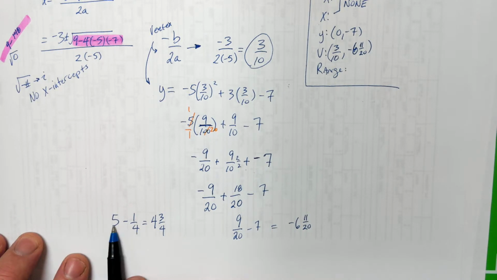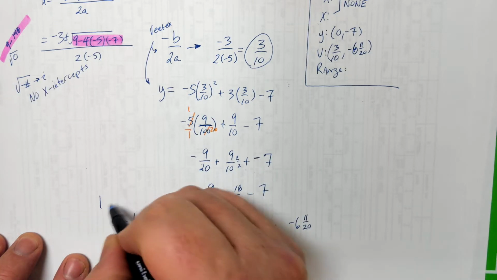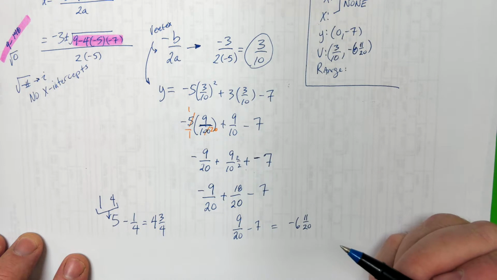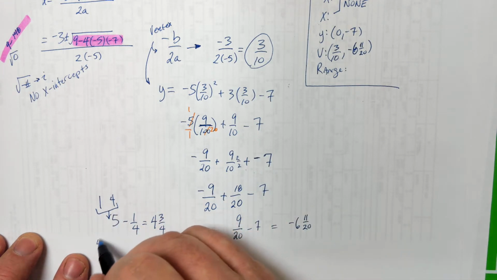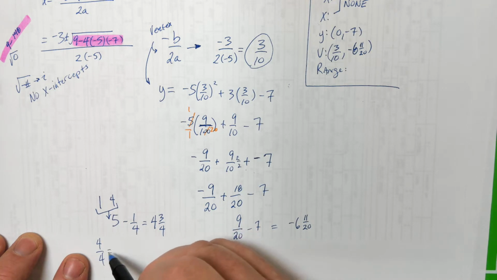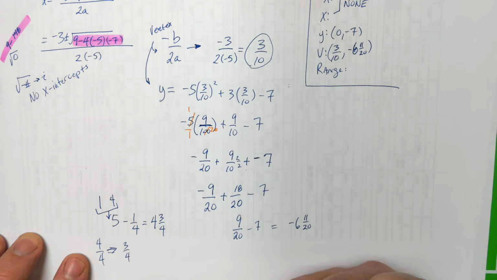Because that quarter gets taken away from one of the whole dollars. That's $1 and $4. That's how you get $5, right? And that $1 is 4 out of 4. And you're going to spend 1 out of 4, and that's how that 1 becomes 3 out of 4. I do get that. That's the same thing here.